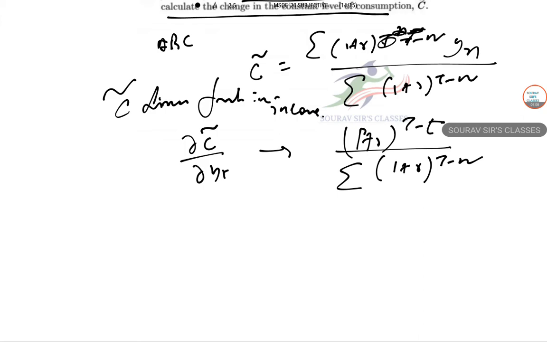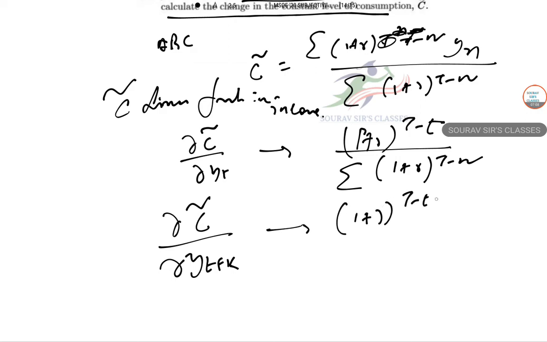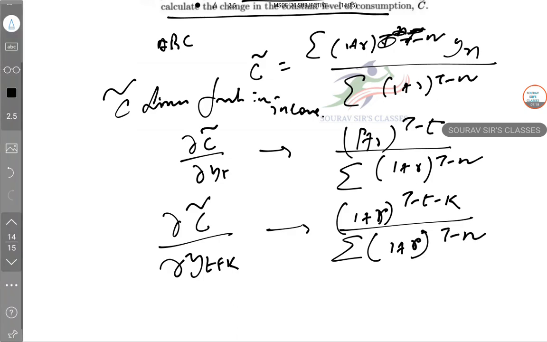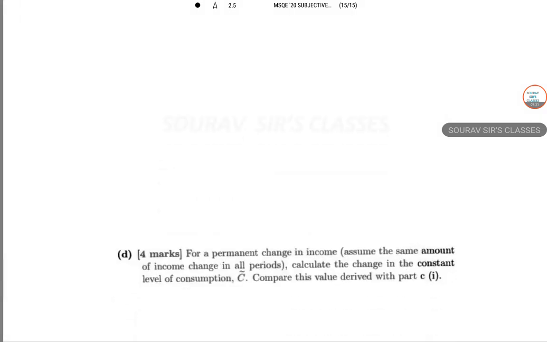Second, we are asked to find also dc by dy_(t+k), which simply again gives 1 plus r to the power T minus t minus k divided by the sum of 1 plus r to the power T minus n. That's it. And time for the last one.